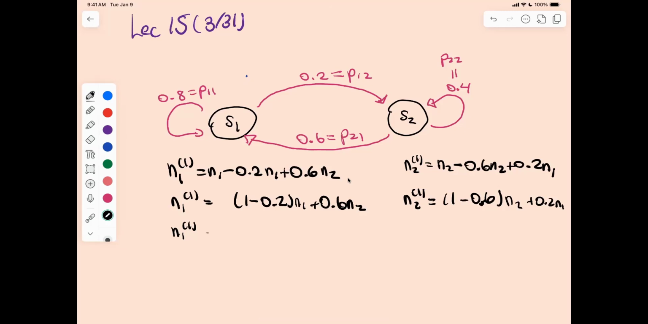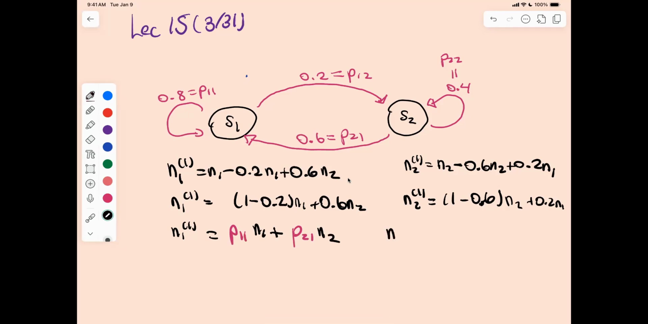Okay. So what is 1 minus 0.2? That is 0.8, right? But what is 0.8 in this diagram? That was P11. So you can replace the first coefficient with P11. So you get P11 times n1, plus, what is 0.6 in this diagram? It was P21. So you get P21 times n2. Okay.